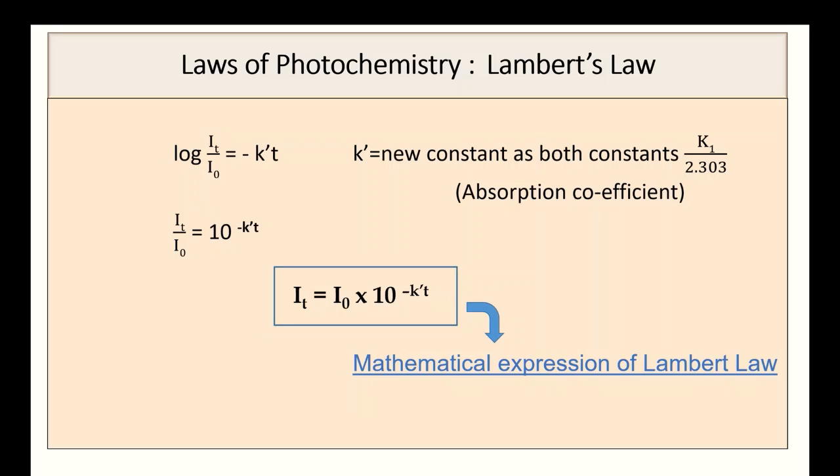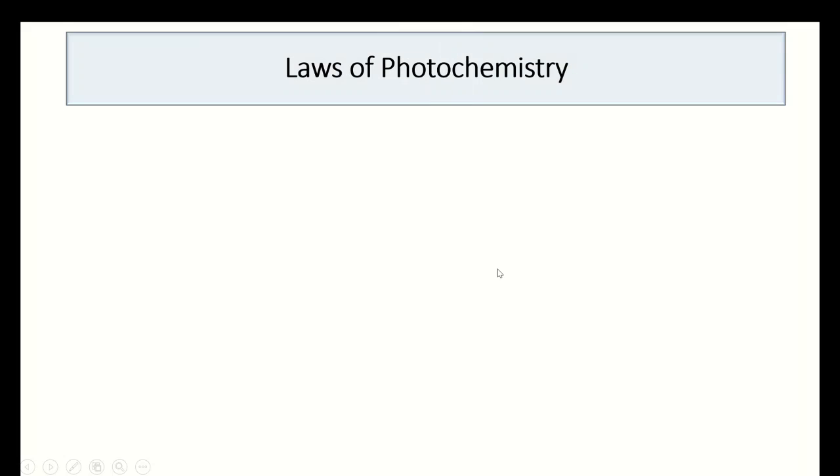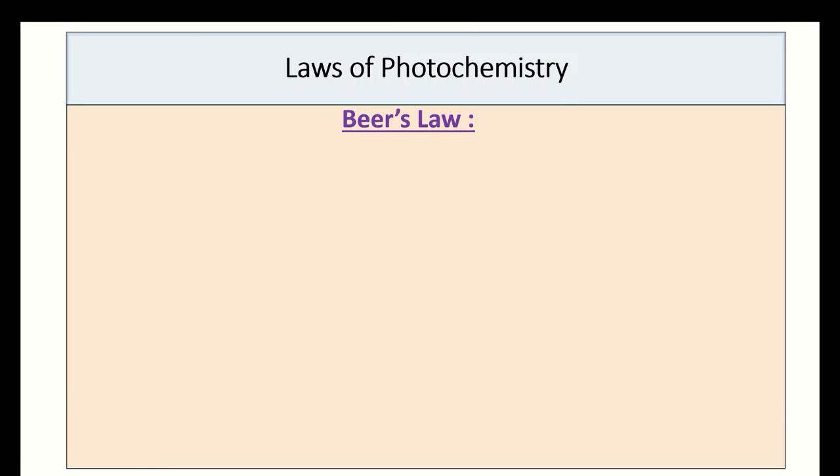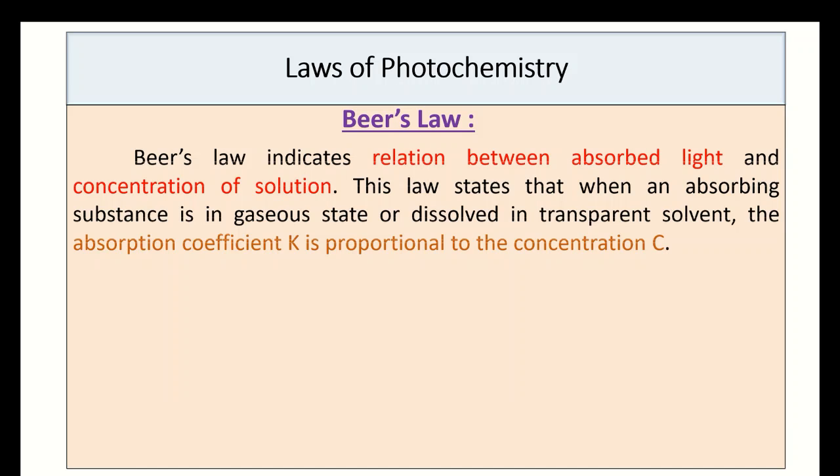Next we will take Beer's law, and then we will combine these two laws, which forms the basis or the principle of colorimetric analysis. So now let us see the second law, that is Beer's law. Beer's law indicates a relation between the absorbed light and the concentration of a solution. So this law states that when an absorbing substance is in a gaseous state or it is dissolved in a transparent solvent, the absorption coefficient K is directly proportional to the concentration C.